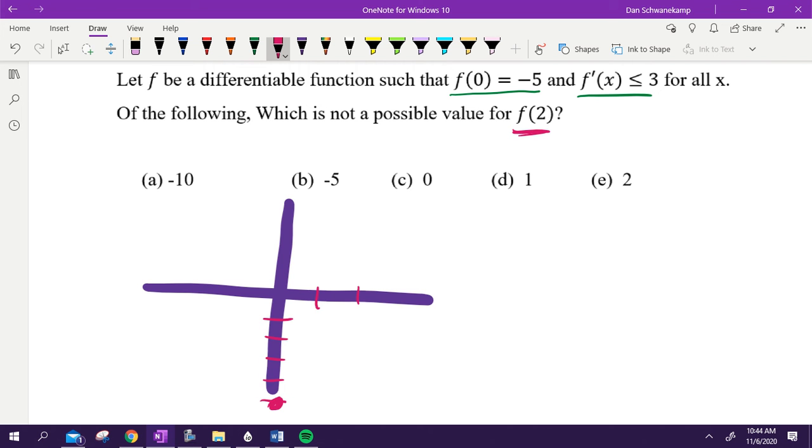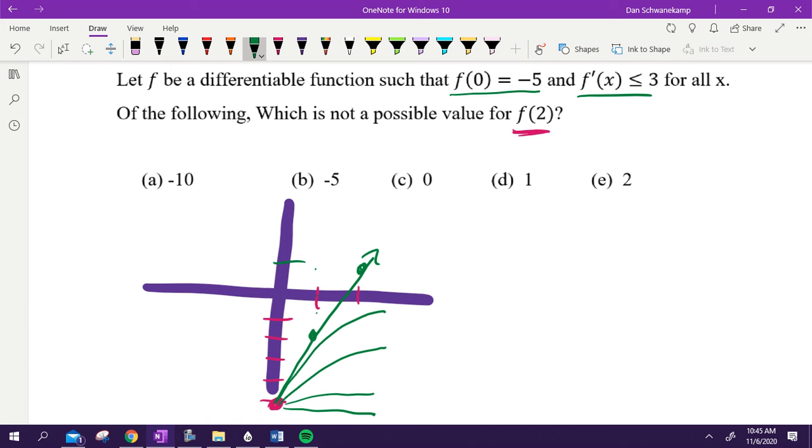So let's do the most extreme version of that. The slope is 3. That's the most extreme. So if the slope is 3, I'm going to go up 3. So I'm going 1, 2, 3 over 1. That's as high as my line could possibly go because the slope is 3 or less. It could go like this, or like this, or like that. But this is as high as it possibly could go if the slope is less than or equal to 3.